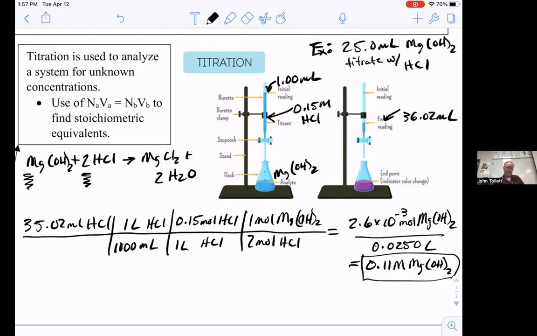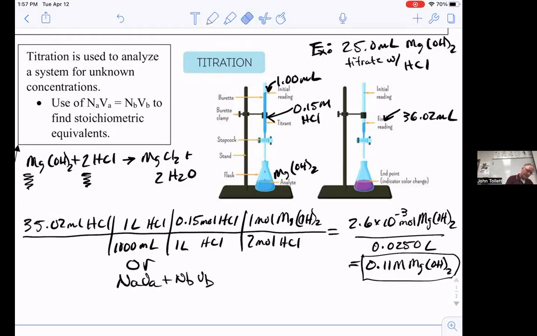They could ask subsequent questions like what is the final pH of the solution or whatever, but we'll deal with that when we talk about acid-base reactions in buffers. But anyway, another way to do this would use NAVA, which may be a little bit easier.